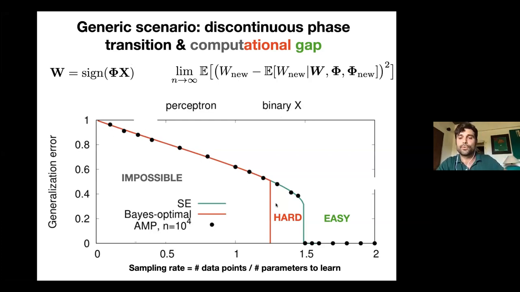You also have this impossible, hard, easy regime. Impossible here in the sense that the Bayesian optimal algorithm performs poorly, and suddenly you have this discontinuous phase transition to perfect generalization. But if you use a practical algorithm, this AMP algorithm, you need more data. And at some point, you obtain perfect generalization as well, and you are in the easy regime. Here, the x-axis is the sampling rate, that is the number of data points that you have access to in the training set, divided by the number of parameters to learn, the dimensionality of the weights in the teacher neural network. Okay, so a very generic picture appears.